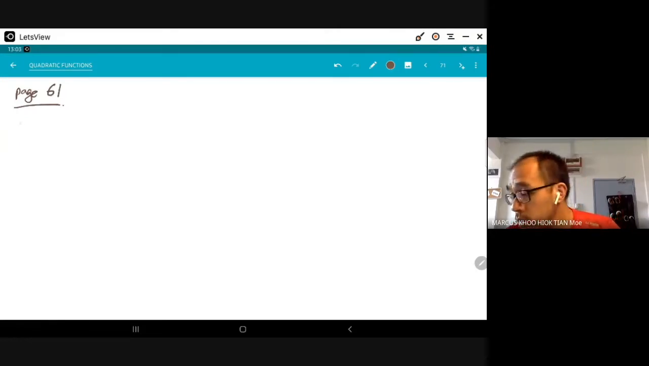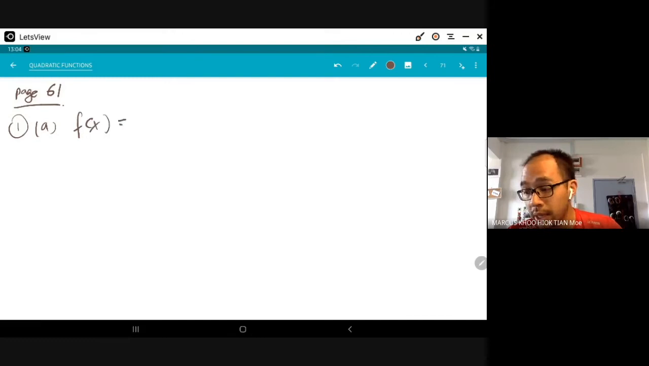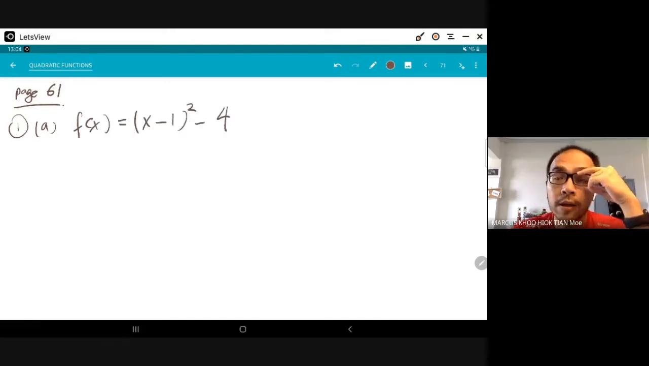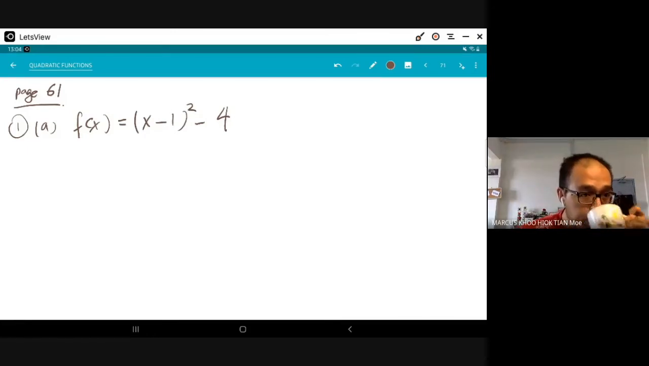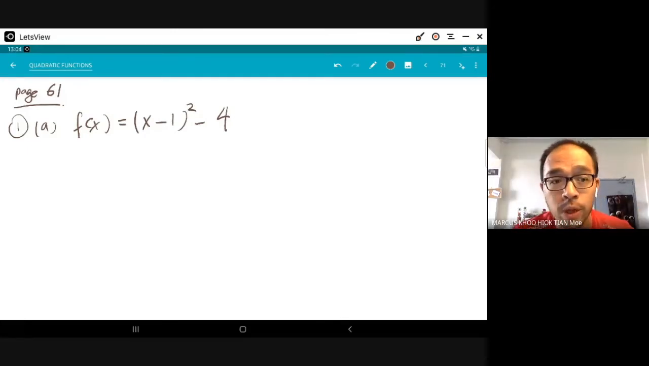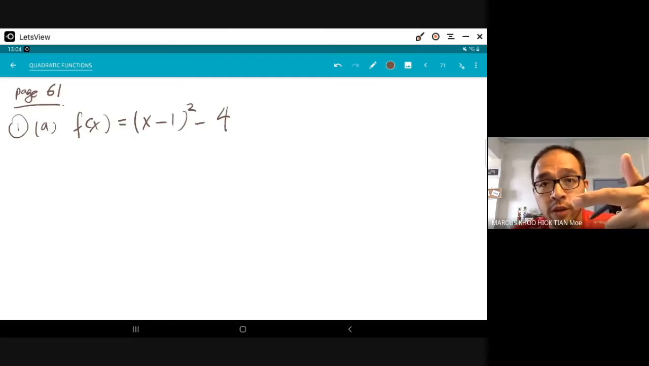Okay, let's do question number 1a just to show you. Okay, 1a. So you have the equation f(x) equals (x minus 1) squared, okay, minus 4. Okay, question number 1a in page 61. If you feel like you want to salin this, better you salin lah. Sebab ini memang homework kamu juga lah. Okay, for today. Okay, so this is what form? Is it vertex form? Is it general form? Is it intercept form? Satu kali kamu nampak, kamu tahu sudah.